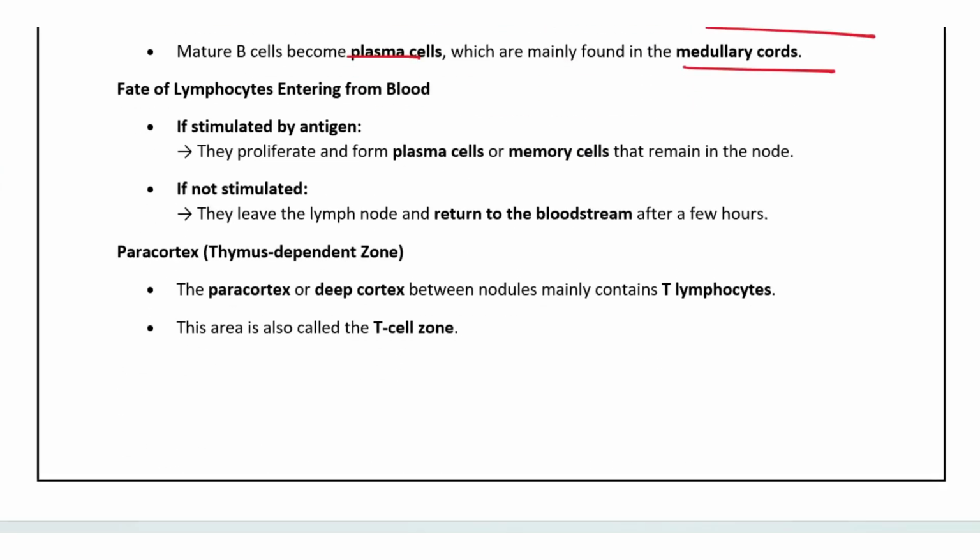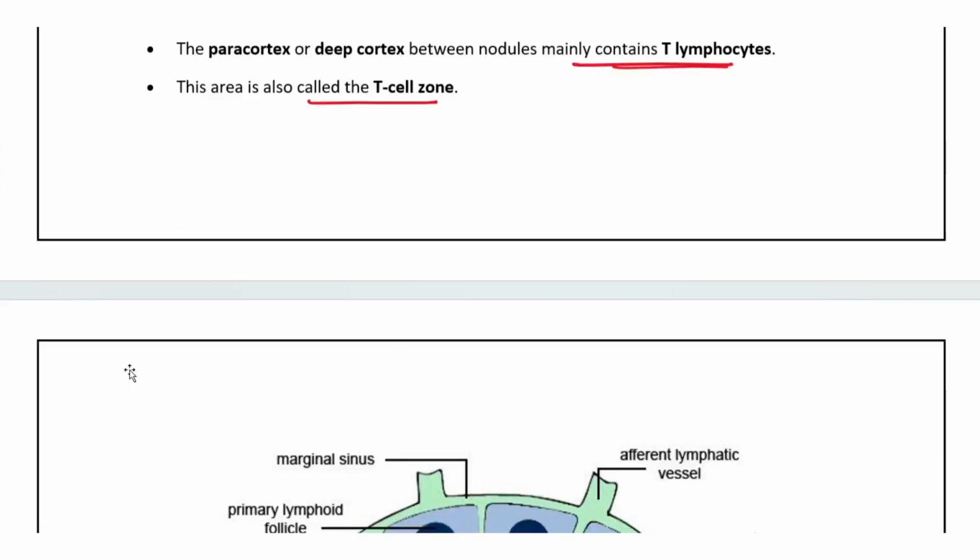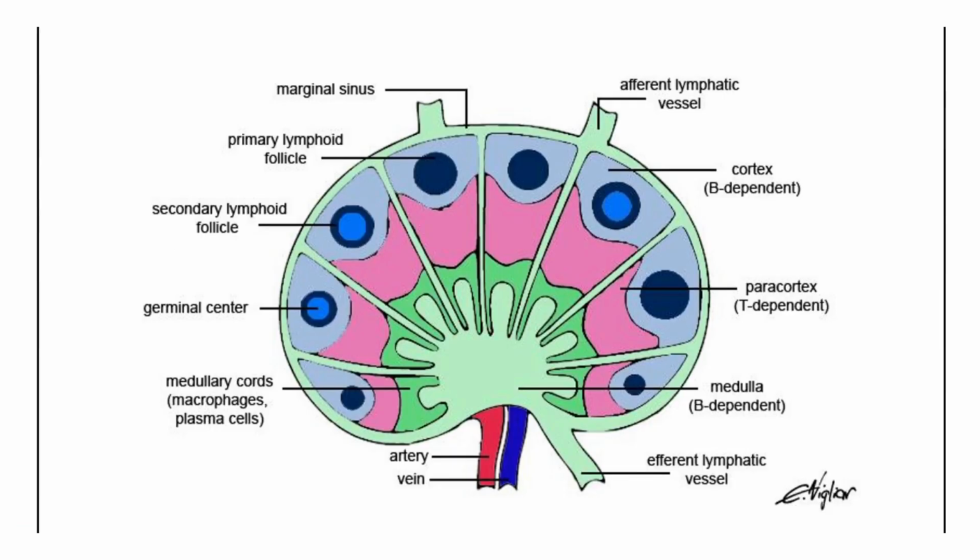Fate of the lymphocytes entering the blood. If they are stimulated by antigen, they will proliferate and form the B cells, that's the plasma cells and the memory cells. If they are not stimulated, they will leave the lymph node and return to the bloodstream after a few hours. Then we have the paracortex. It's also called the thymus dependent zone because this zone mainly contains the T lymphocytes, also called the T cell zone.